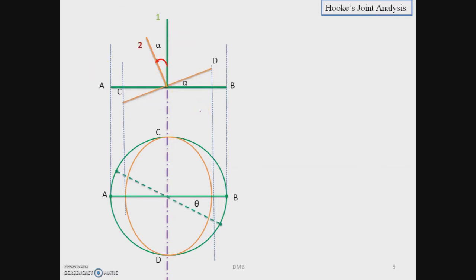Now let us suppose that the input shaft 1 is displaced through an angular displacement of theta in the direction shown. Now as seen along the axis of shaft 1, angular displacement of fork AB will be theta, as well as it will appear that fork CD of shaft 2 has displaced by the same amount of angle theta along the elliptical path. But the true angle turned by the shaft 2 is different than theta.